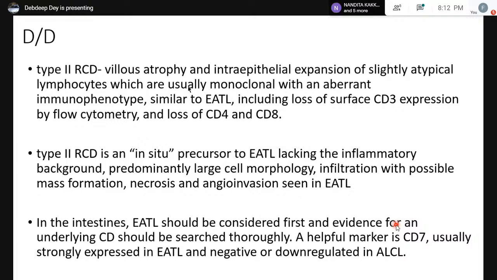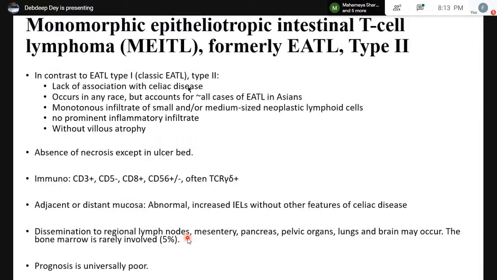The other differential diagnosis is ALCL. Here CD7 will help because CD7 is normally negative in EATL, but it can be positive in ALCL. Of course, CD30 helps, but sometimes EATL can also present with CD30 positivity. The next is this monomorphic epitheliotropic intestinal T-cell lymphoma, MEITL, which was previously called an EATL type 2.